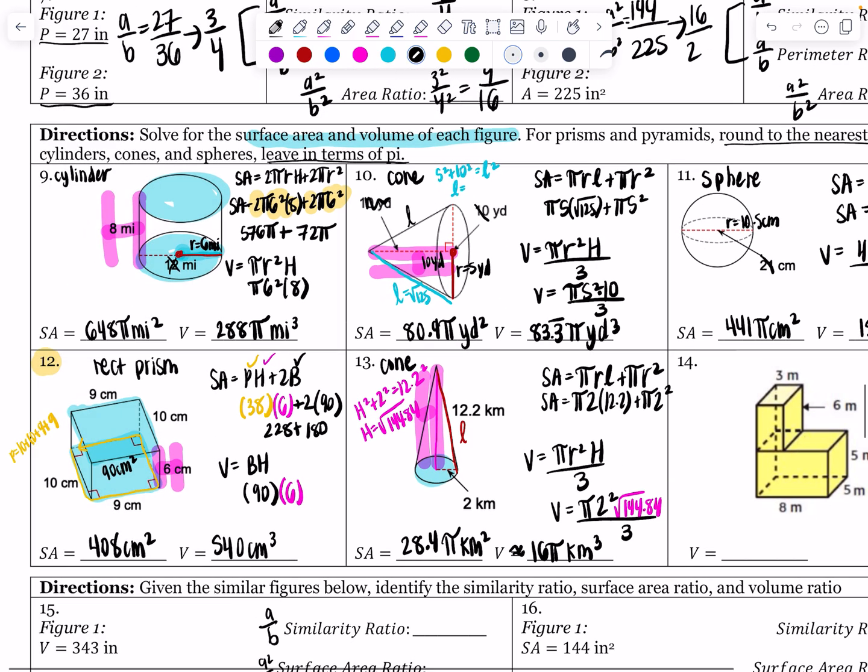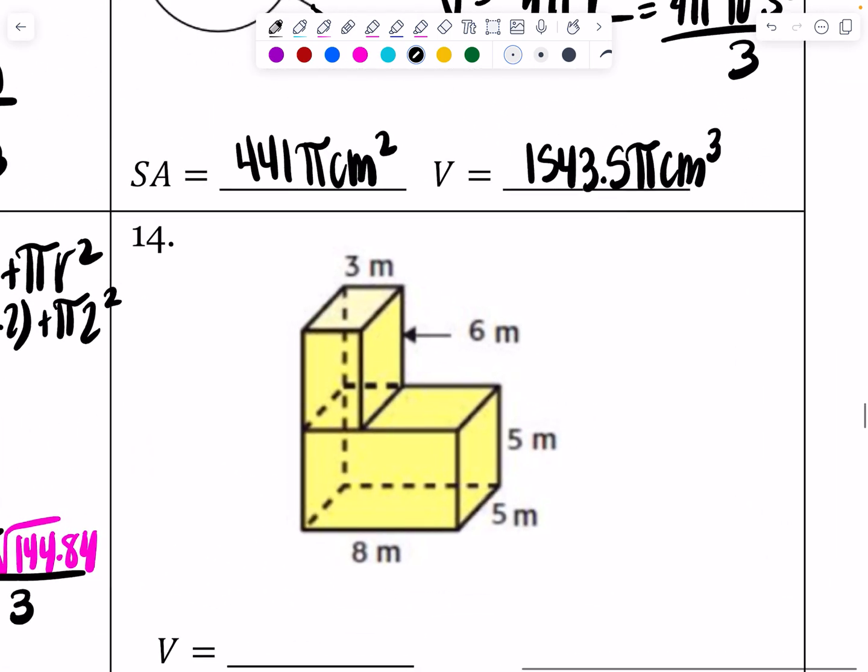And so that's my volume. All right, we have a composite figure. This is going to be the volume of the prism on top plus the volume of the prism on bottom. And we want to find the volume of the composite figure.